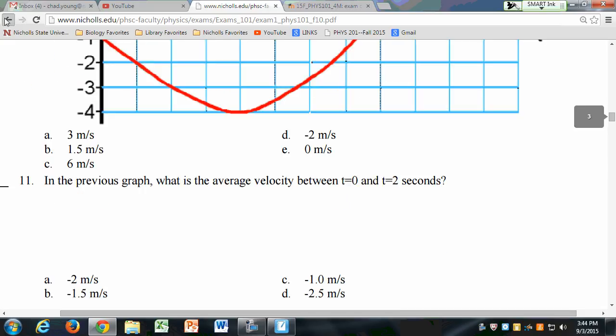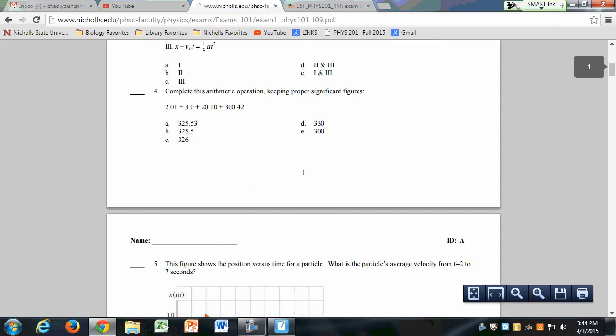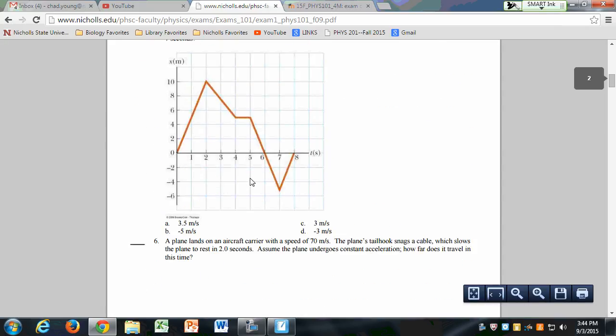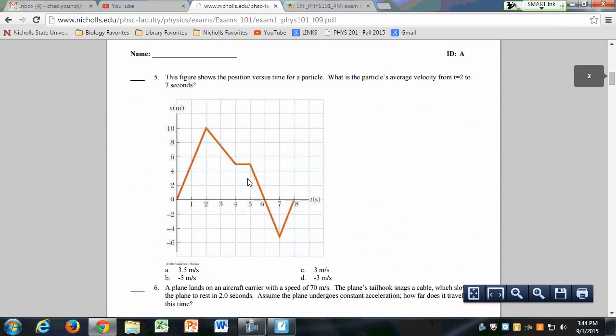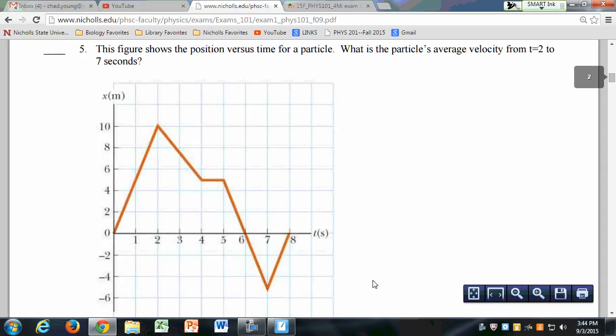Let's get a different one. I think we've worked this one. Okay, so like this one, for example, you'll have a couple of problems where I give you a graph and I ask you to do quantitative things to it. So this one asks for the average velocity. You'd do this the same way if it was asking for average acceleration, except the graph would be a v versus t, not an x versus t.